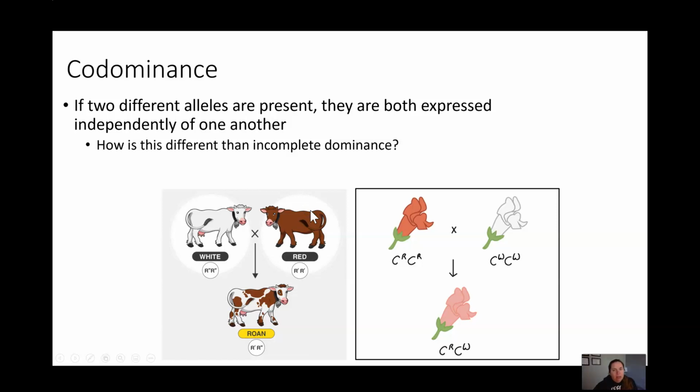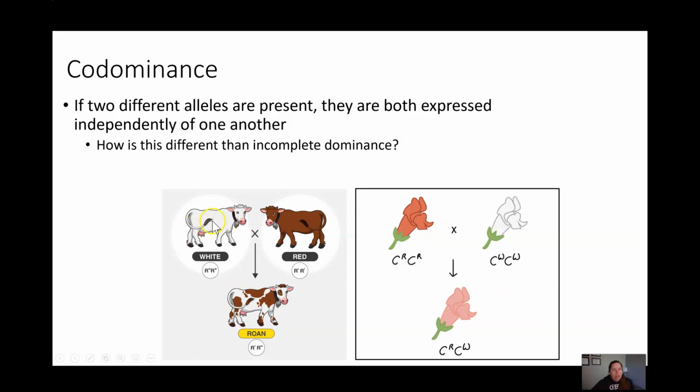Another example of a variation on inherited traits is codominance. This is if we have two different alleles and both of those alleles are present, then they're both expressed, but the key part of this is that they're expressed independently of one another. And so many students get this confused with incomplete dominance. Let's look at these two side by side. Here's our picture from the previous slide, our model of what incomplete dominance looks like. But now let's look at an example of codominance.